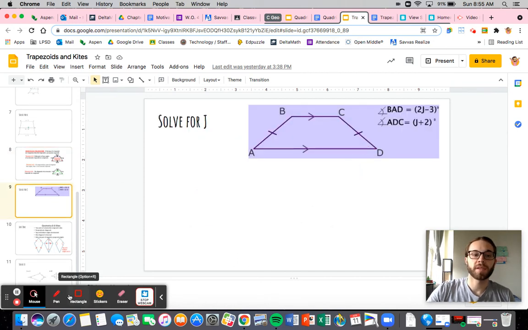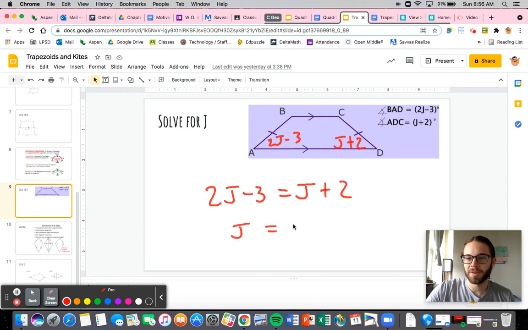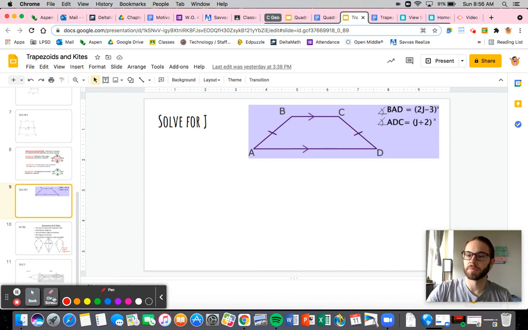Now, we have to solve for j, and it's telling us that BAD is 2j minus 3. We know that ADC is j plus 2. Well, this is simple enough, right? We know that these are base angles of an isosceles trapezoid, so they are congruent. So I just will set them equal. Don't ask me why it's j, by the way. It just is. j equals 5. Now I can plug that in. That would make each of these be 7. It's not a very interesting base angle, but it is.